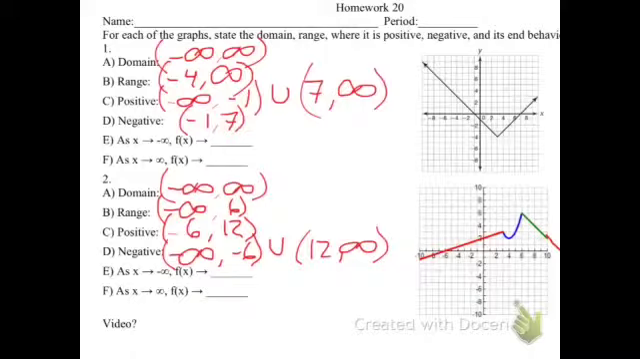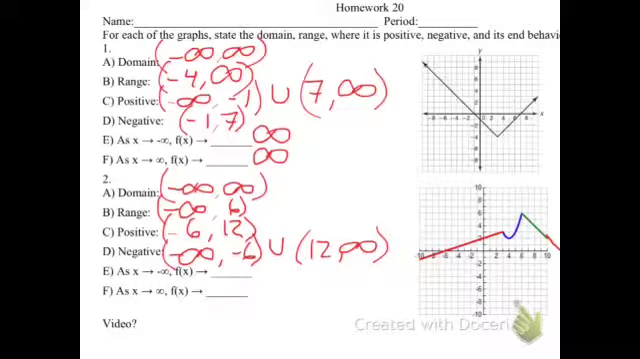Alright, end behavior for the top. As x goes to negative infinity, what does the function value do? So as you travel left, where does your graph go? It goes to positive infinity. So we're going to put that there. And the same thing goes for the right. As you travel right, as x goes to positive infinity, your function continues to go up. So you're going to write positive infinity.